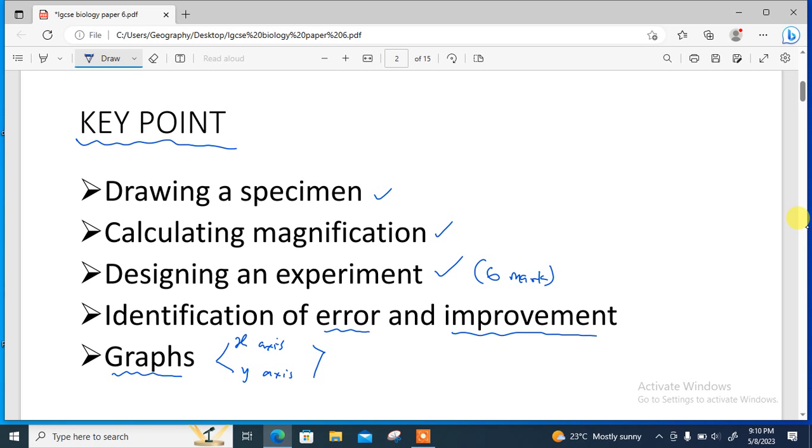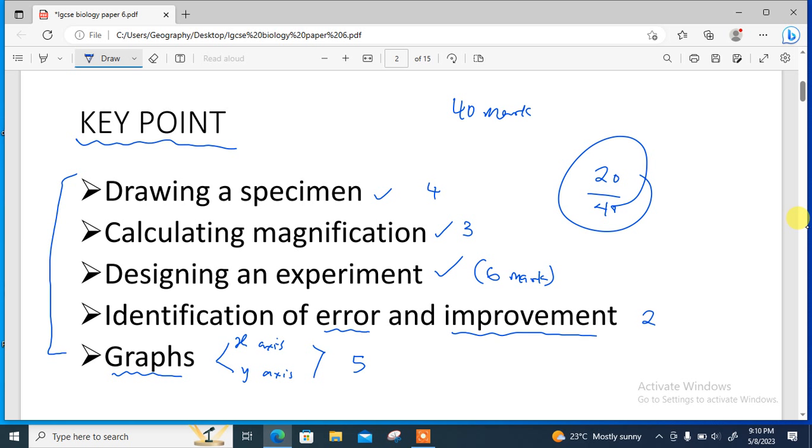Now, the major reason is this paper is a 40-mark question. So these are the major parts, because drawing a specimen will come out as a 4-mark question, calculating magnification will be 3, and designing an experiment will be 4. Identifying errors and improvements usually come out as a 2-mark question. Then graph also sometimes comes out as a 5-mark question, including the conclusion. So if you add this together, this is like 10, 13, 15. This is already like 20 over 40. So you see, it's really easy. These are the major aspects that if you know what you're doing here, you'll definitely be able to do the other 20 marks, because they are quite straightforward and the answers are what you can pick out from the question.